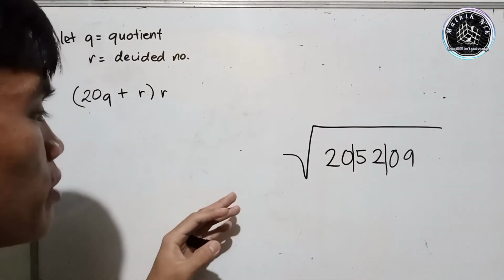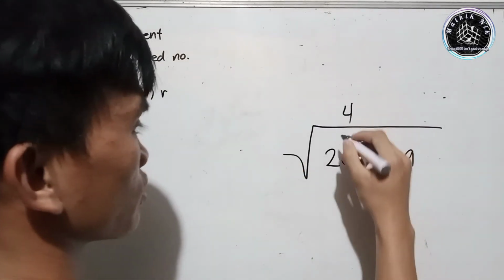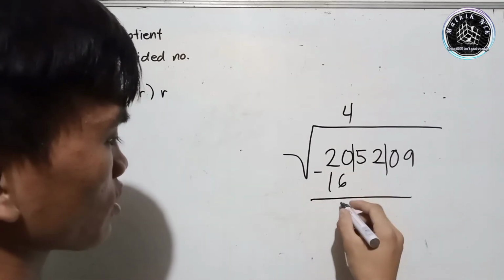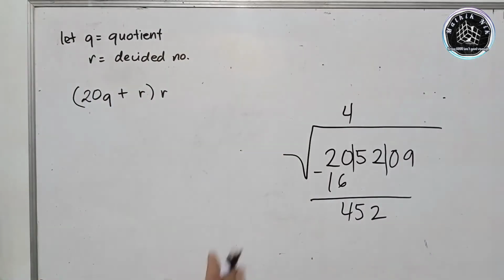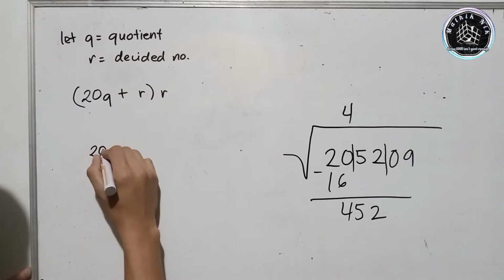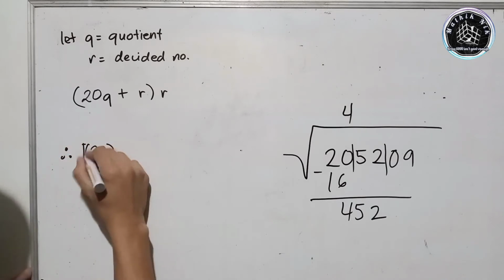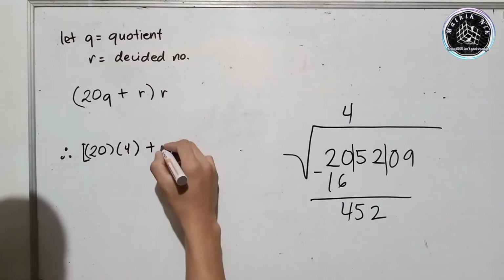Find a number that when you square it is lesser than or equal to 20. So the answer is 4, since when you square 4, the answer is 16. So when you subtract it, 20 minus 16 is 4. And bring down the 52. So we can apply the formula: 20 times the quotient, which is 4, plus the decided number.